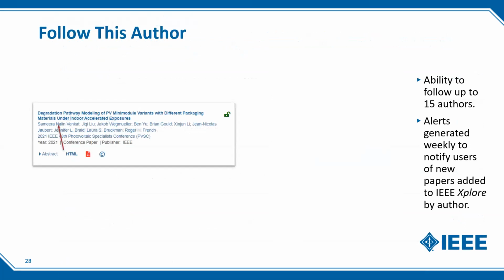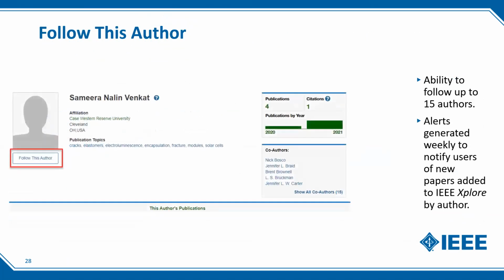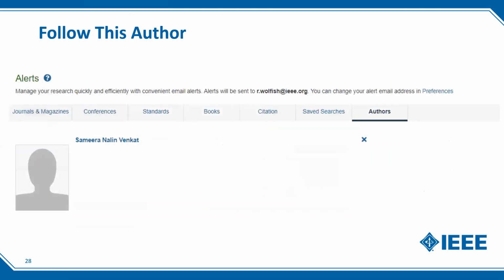Follow this author. You've done a search on Xplore, you find an author of interest, maybe you want to co-author with them on a paper or you'd like to contact them for more information. Click on an author's name. It will bring up the author profile. If you click on Follow This Author and you're signed into your IEEE personal account, you can sign up to get an alert. When this author has a newer paper on IEEE Xplore, you'll get an alert.